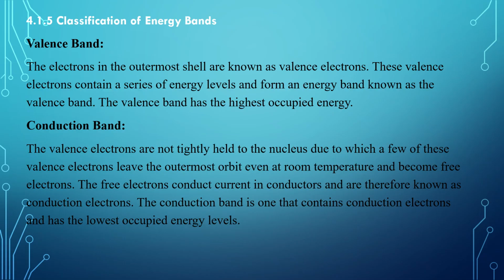Conduction band. The valence electrons are not tightly held to the nucleus, due to which a few of these valence electrons leave the outermost orbit, even at room temperature, and become free electrons. The free electrons conduct current in conductors and are therefore known as conduction electrons. The conduction band is one that contains conduction electrons and has the lowest occupied energy levels.